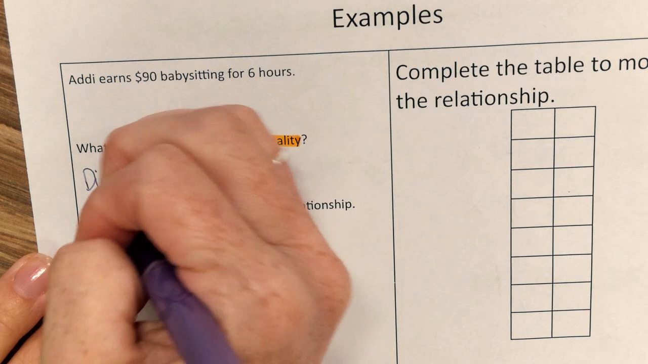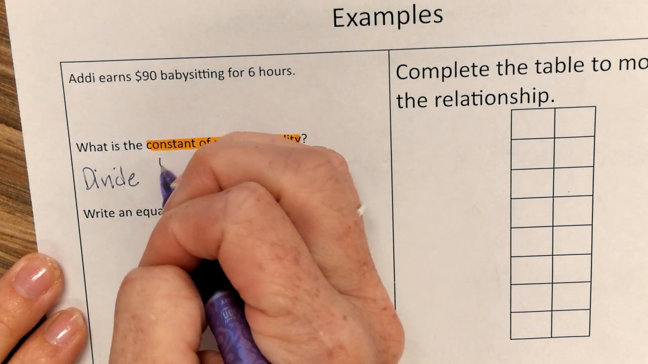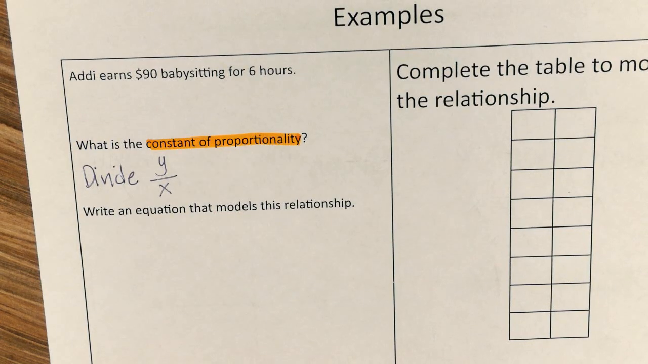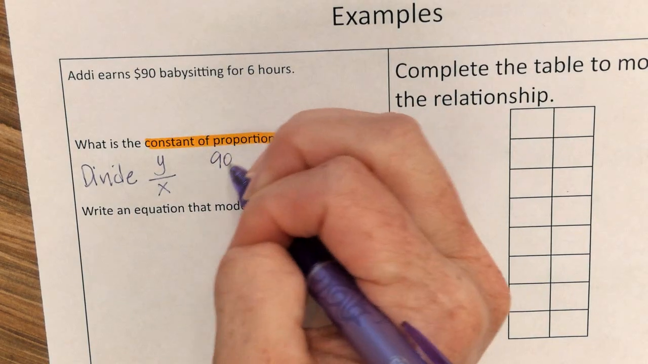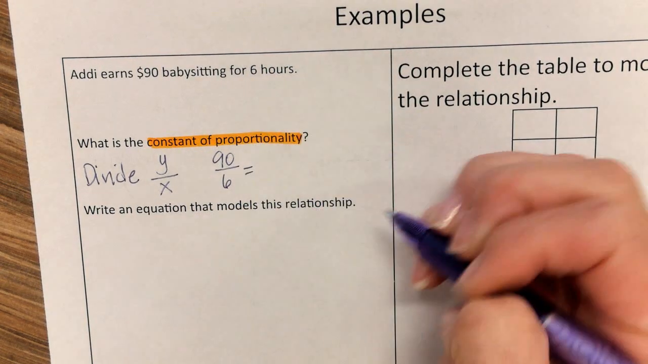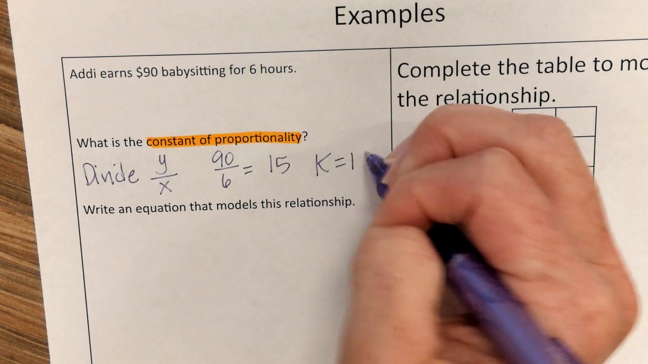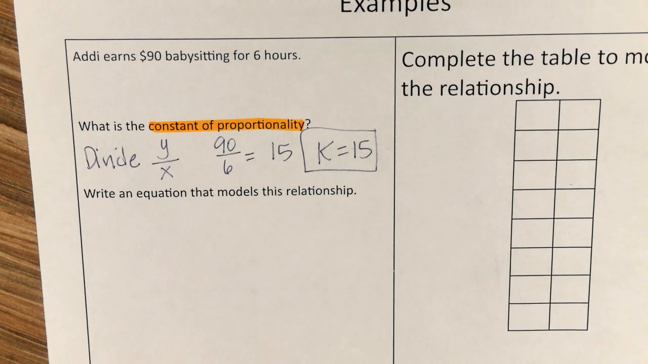Divide. How do I know what to divide? Y over x, and I told y'all money is always the y. So what number goes on top? What is 90 divided by 6? 15. So the k, the constant of proportionality, is 15. Can I ask y'all another question? What's the slope? 15. What's the rate? Okay, are we good?